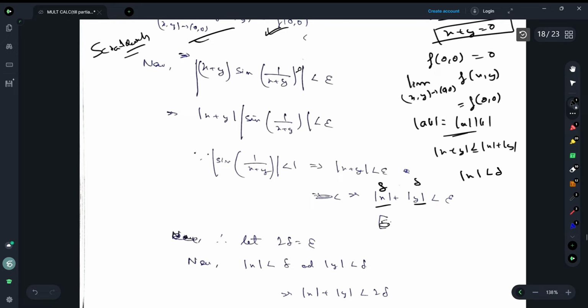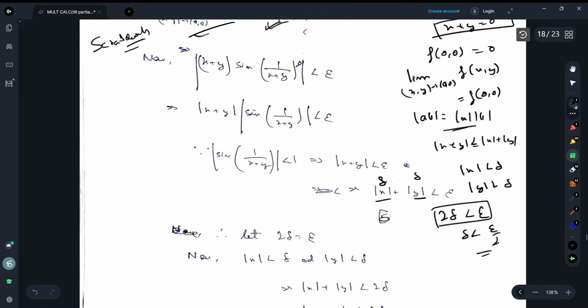Now we can replace mod x with delta and mod y with delta, because we need to show that mod x less than delta and mod y less than delta implies that the value of the function is less than epsilon. Since we are doing the back calculation, we will take the greater sides, right? So putting mod of x equals delta and mod of y equals delta, we can obviously say that 2 delta must be less than epsilon. Clear? So delta must be less than epsilon by 2.